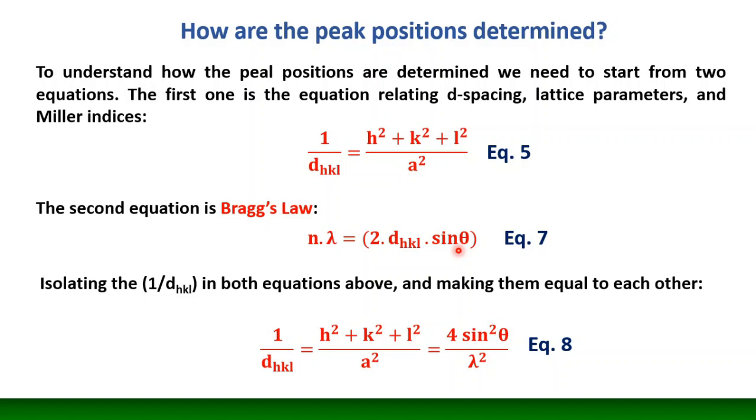So we rearrange equation 7 in such a way that you write it as a function of 1 over d spacing, and make the resulting equation equal to equation 5, like you're seeing here. What you get is equation 8, okay? So h squared plus k squared plus l squared over a squared is equal to 4 times sine squared of theta over lambda squared.